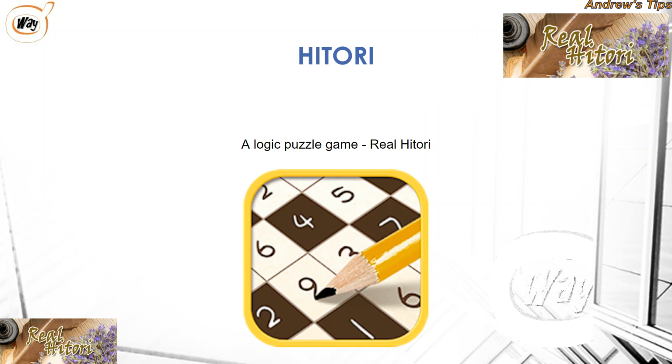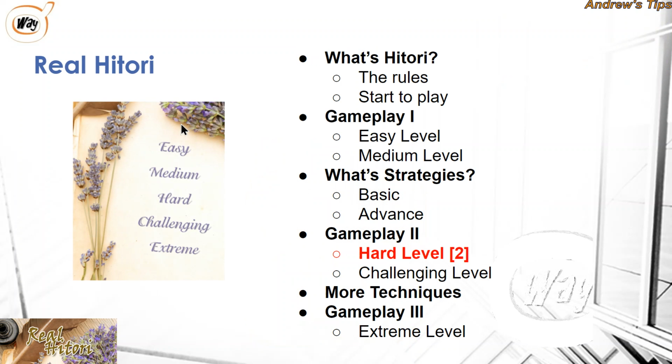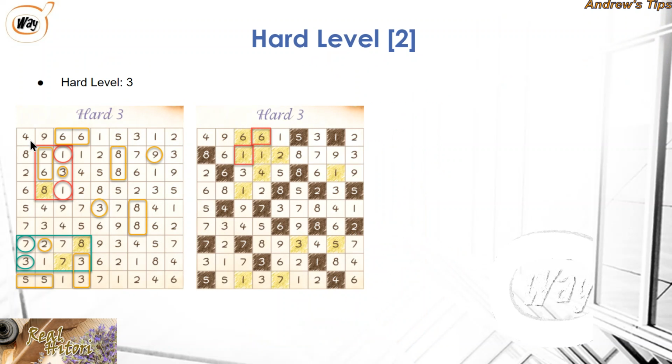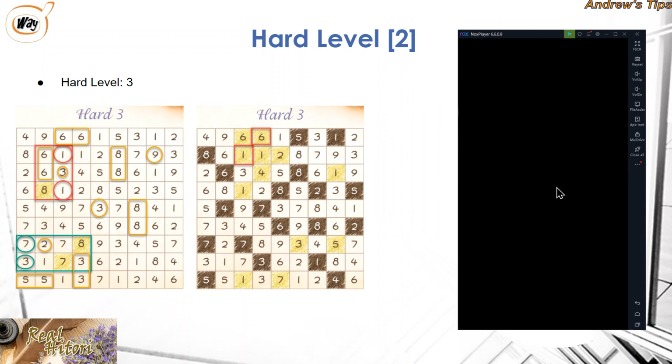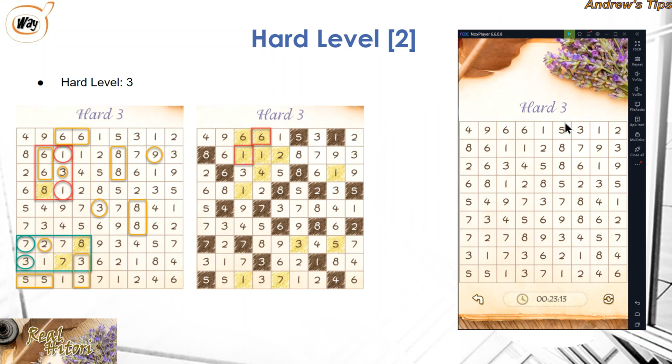Today we will continue playing Hitori. Today's level is the hard level. We will continue playing the hard level game 3.